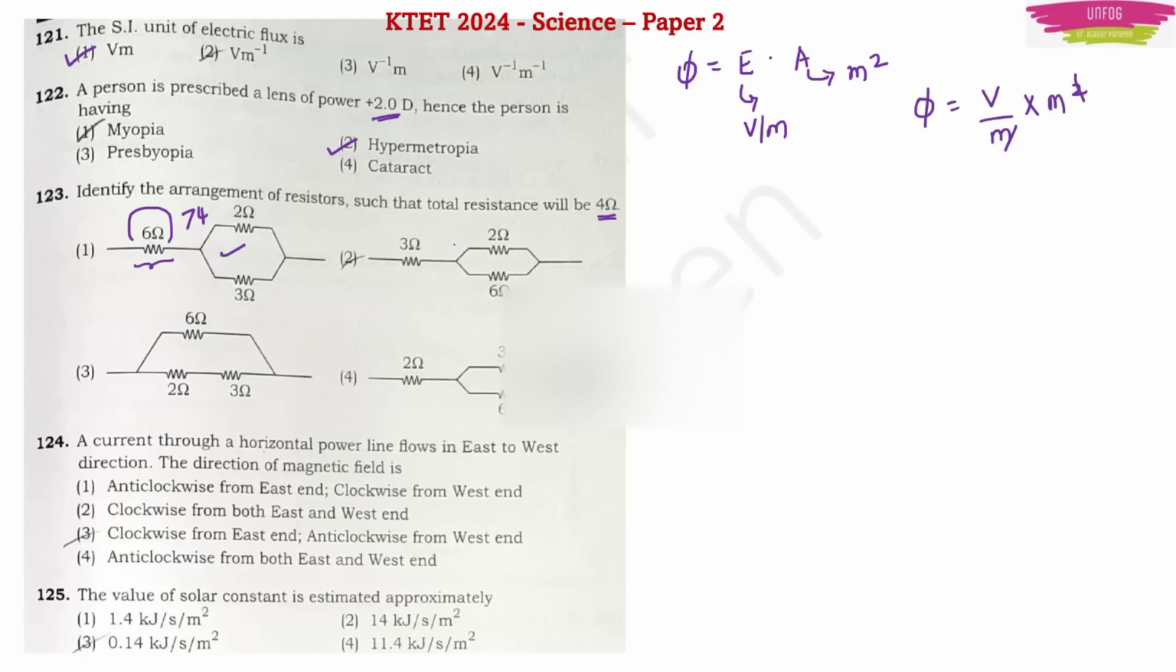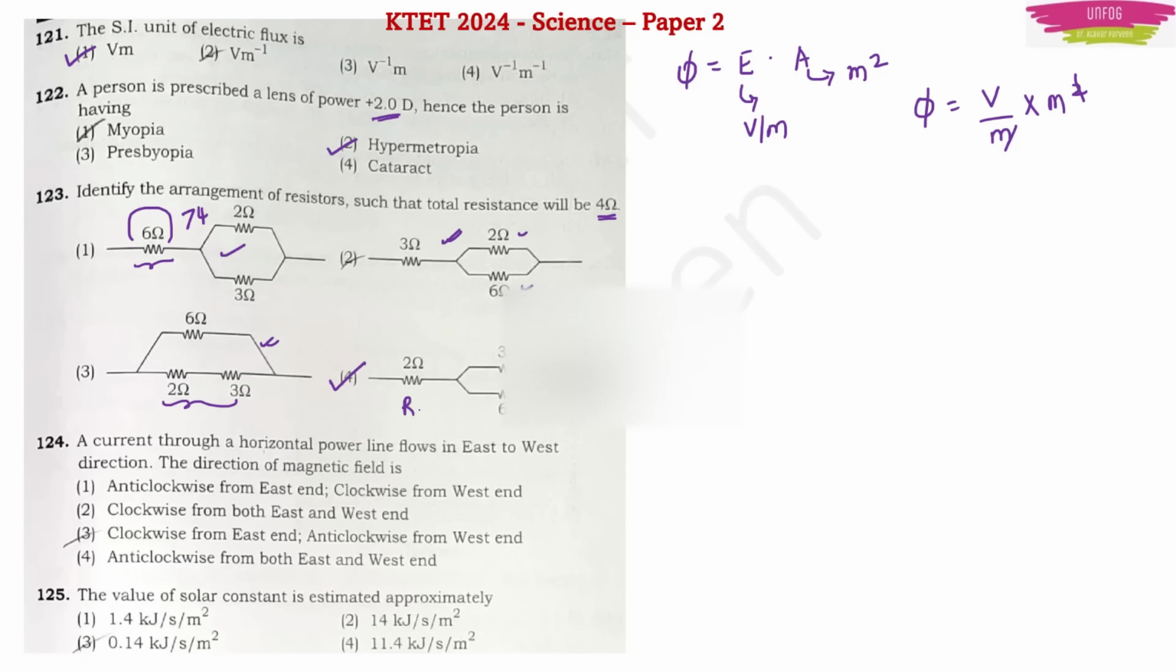Here also the same case may happen because I have 2 ohms and 6 ohms in parallel. Here also the same case may happen because I have 2 and 3 in series. So I have to go for option 4. This will be our correct answer. And if you are still having doubt, then you can go for calculation also.